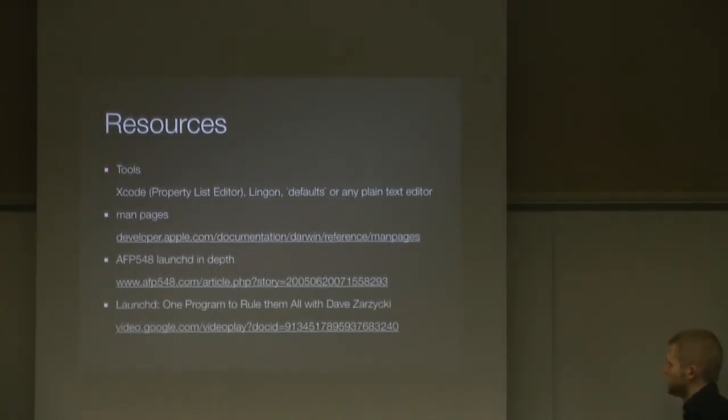And I have a few resources for you. So if you're uncomfortable with the XML syntax, you can use Xcode. There used to be a tool called Property List Editor, but I think that was merged in with Xcode in Xcode 4. Another one is Lingon, or Lingon, however you want to pronounce it. It's been around for a while, and it's now in the Mac App Store. I think it's like $2.99.